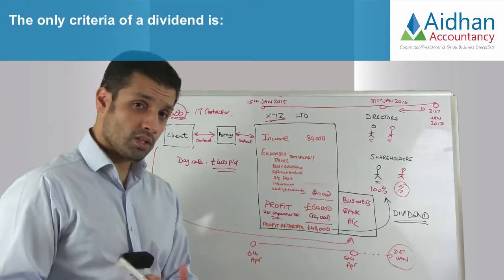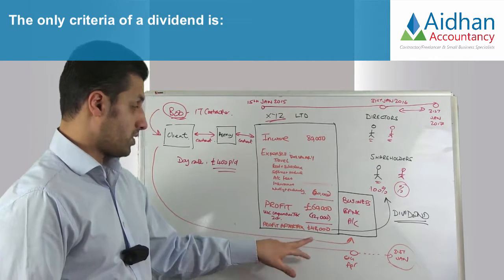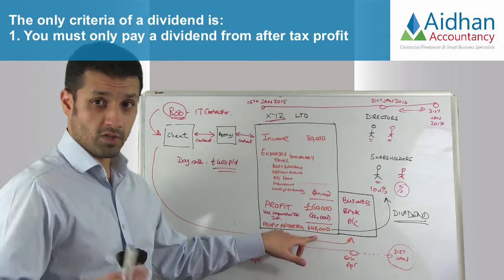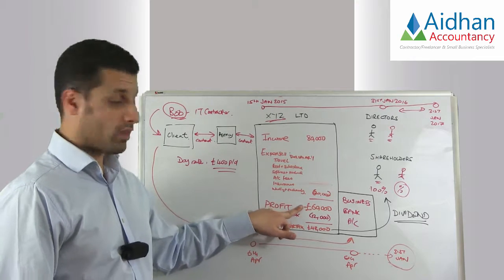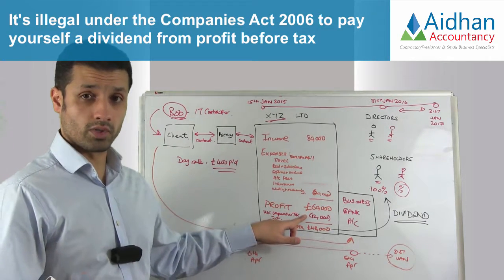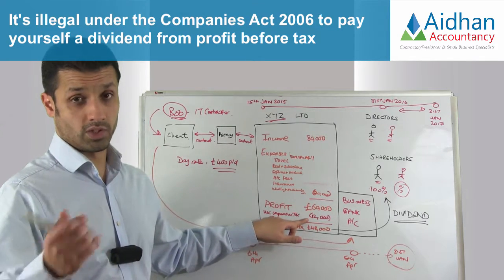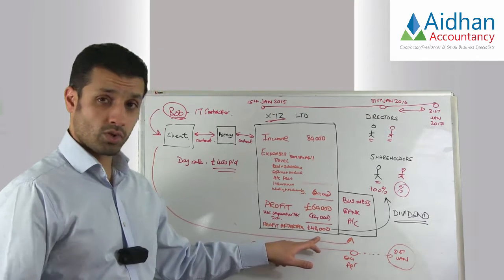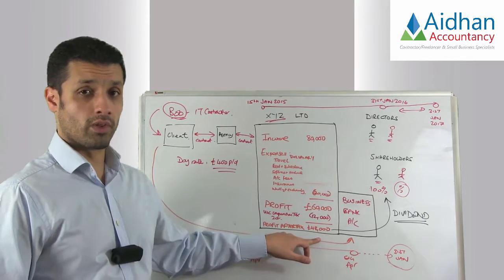The only criteria of a dividend is two things. Number one, you must only pay a dividend from after-tax profit, okay? You cannot go and pay yourself the equivalent of 60,000 on a monthly basis, because what you're then doing is giving yourself the tax money as well. Not allowed to do that. It's actually illegal under company law, the Companies Act 2006. Profit after tax is what you can pay. As long as you stick within those limits as a maximum, that's fine. You can actually distribute anything lower than that.